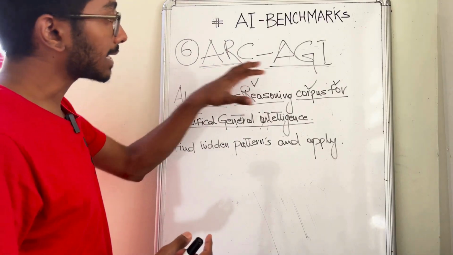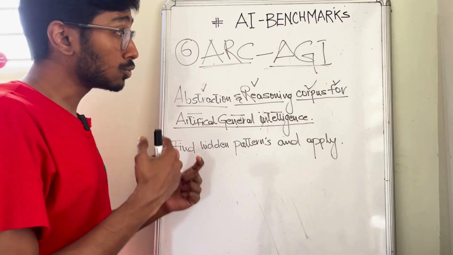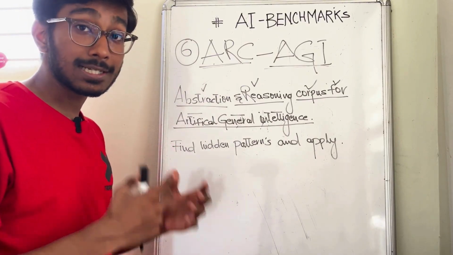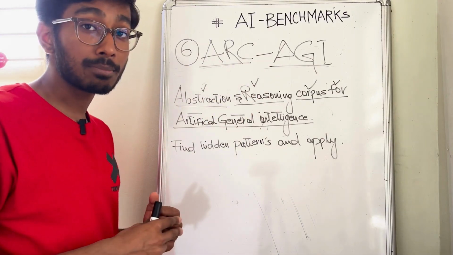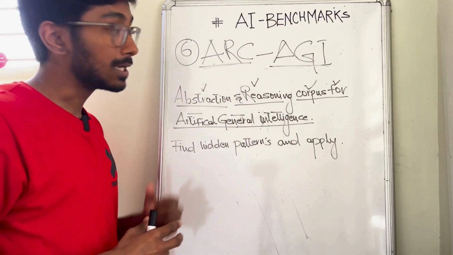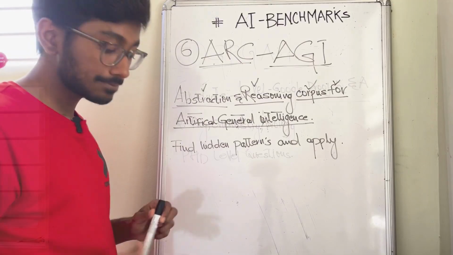So this is what the ARC-AGI benchmark does. So next time you know your AI model is reasoning well and is trying to answer with proper logic, it's because of this ARC-AGI benchmark, because the model has been thoroughly tested for ARC-AGI. Now let's move to the next benchmark.